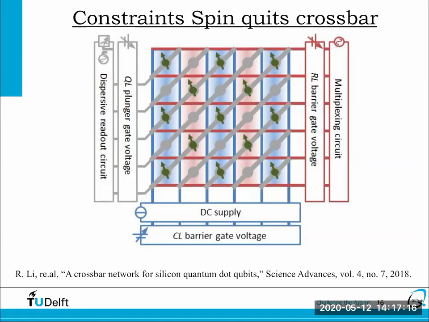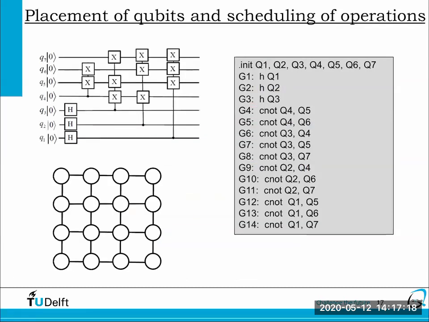So let's have a deeper look at what this mapping is about. Let's start with the placement of qubits and the scheduling of operations, how to do that. So again, imagine that I have the circuit here on the top, in which I have 7 qubits, and I want to run this circuit on the specific chip. On the bottom, it's just a 2D array of qubits. So how to do that?